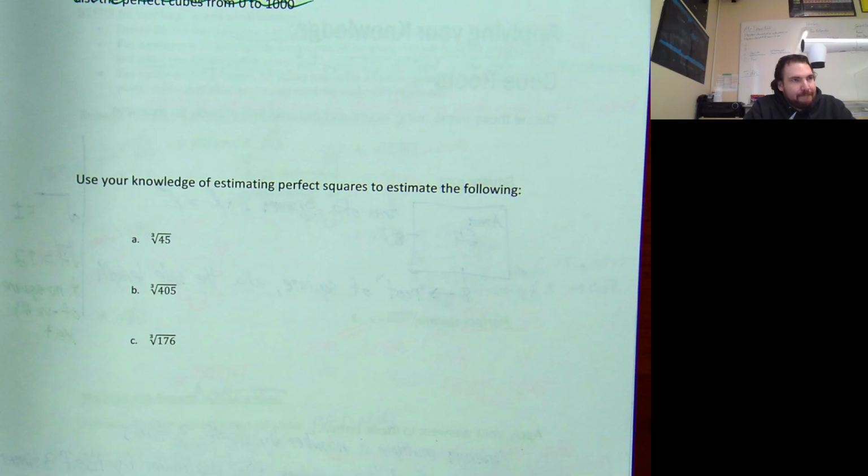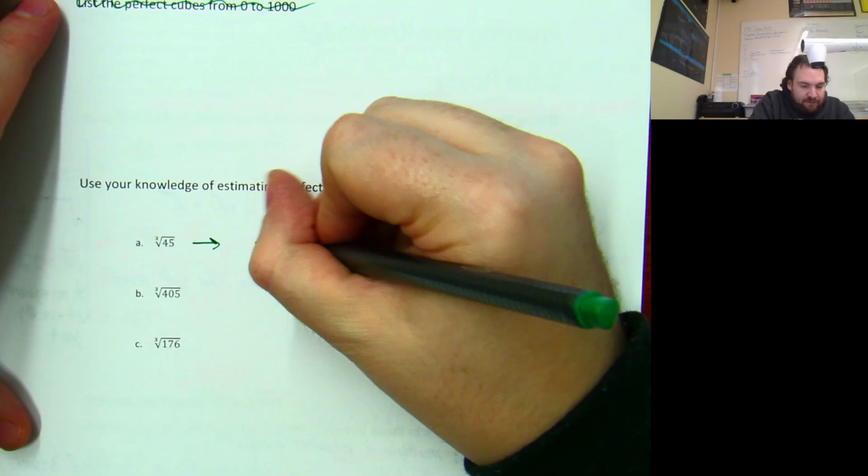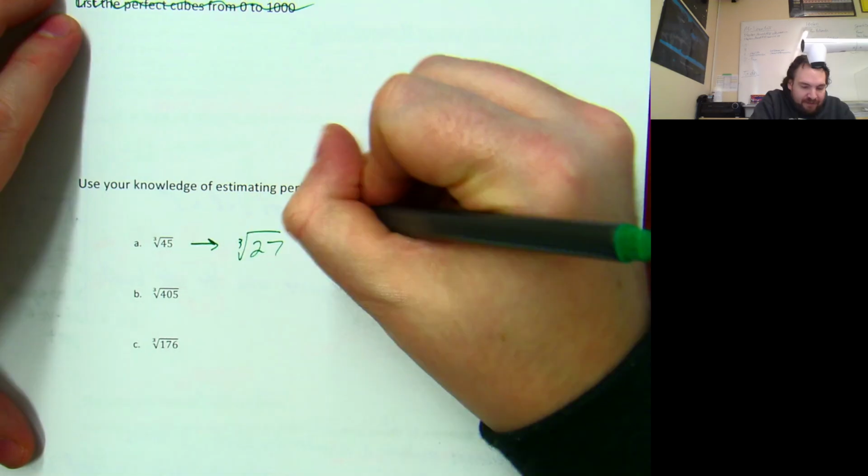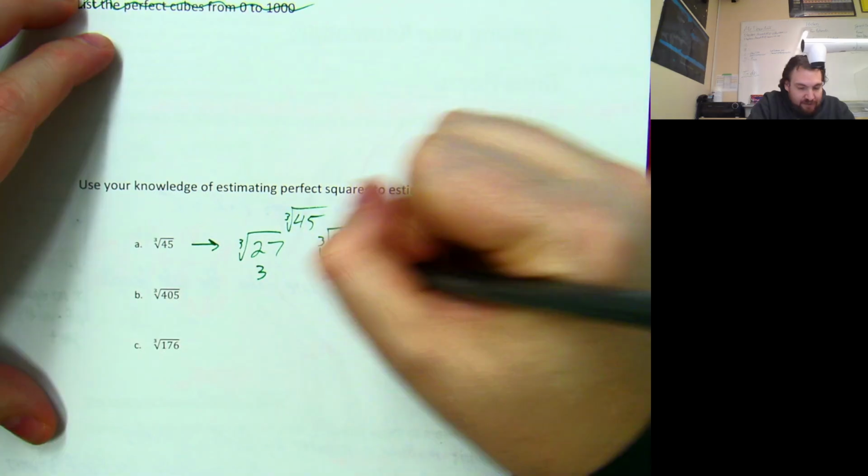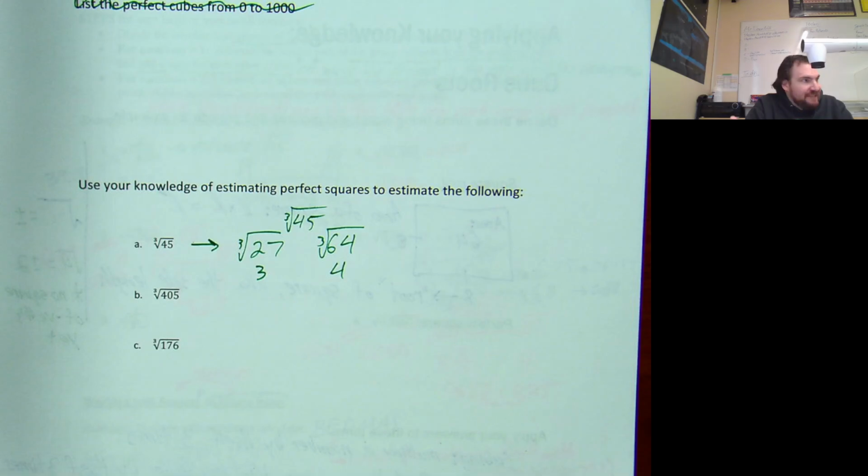Here we go. So if we're estimating this, I want to find, she says, the perfect cubes on either side of 45. So you say it again, 27 and? So now instead of square rooting them, I'm cube rooting them. So the cube root of 27 and the cube root of 64 is going to be between 3 and 4. Everything else follows exactly the same way.